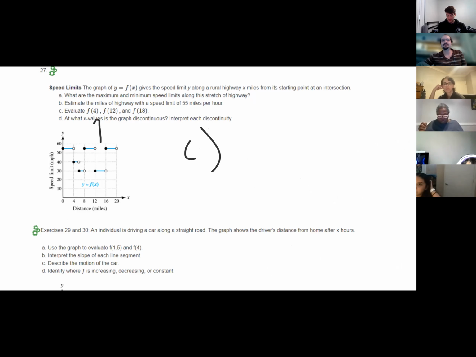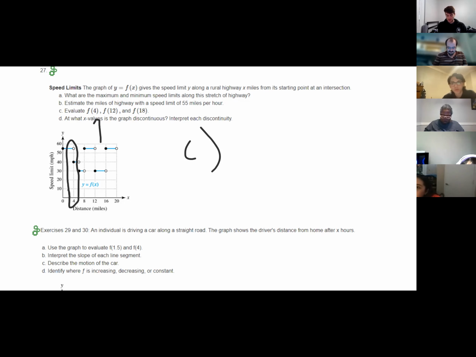Miles. 40 miles. f of 4 is, I think you said the right number, maybe. I barely heard it. 40 miles per hour. Yes, that is correct for f of 4. I was asking, what does 4 get plugged into? 4 miles, to your x. And so we're looking along here. And I think the thing that's going to trip people up is, do I pick the solid circle or do I pick the open circle, right? Guess which one you're picking there.